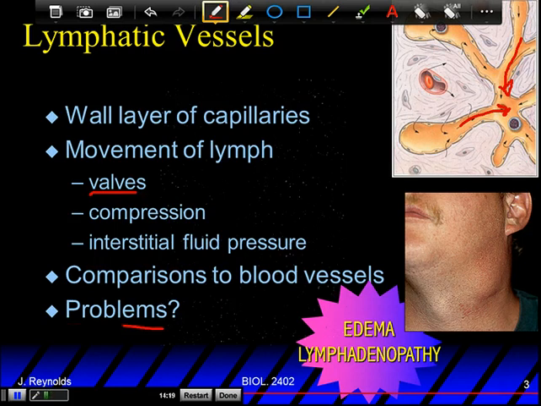So, problems. Well, look at this guy right over here. You've got lymphadenopathy, or lymphedema, actually. And this is fluid accumulation in some of the vessels of the neck. So the fluid is not getting removed from the area adequately.